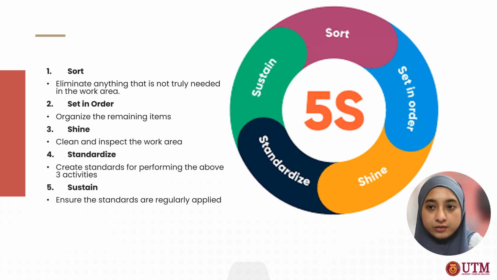So this is the foundation of 5S, which consists of sort, set in order, shine, standardize, and also sustain. Sort is to eliminate anything that is not truly needed in the work area. Set in order is to organize the remaining items. Shine is to clean and inspect the work area. Standardize is to create the standard that performs all the above three activities, which are sort, set in order, and shine. And also sustain, where we ensure that the standard is regularly applied.